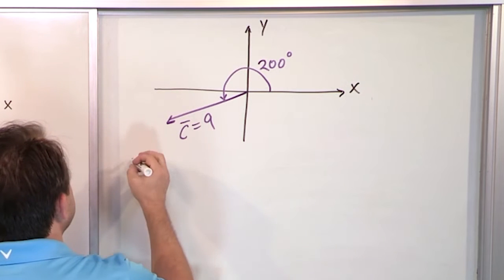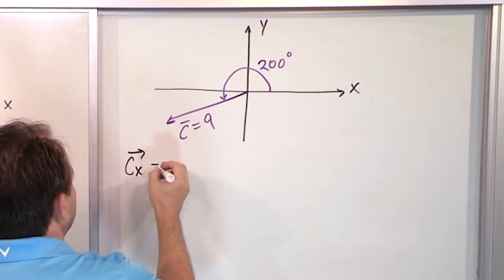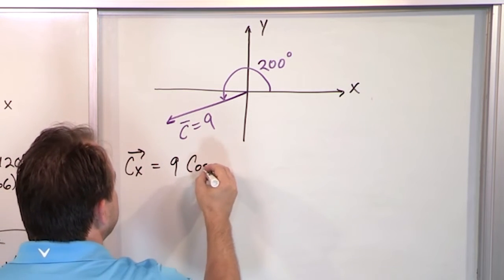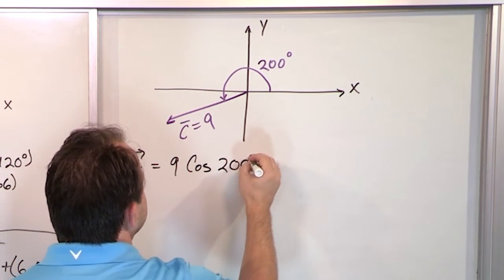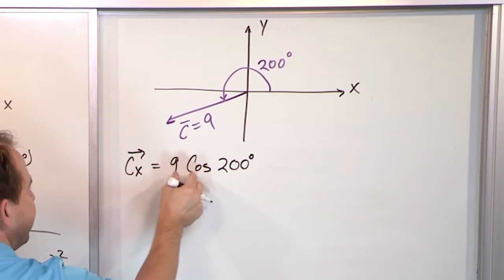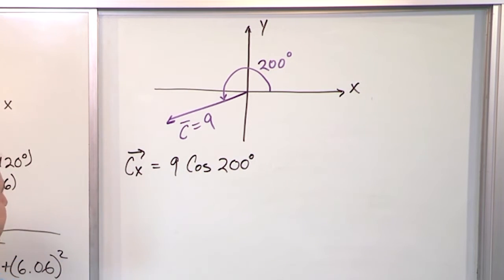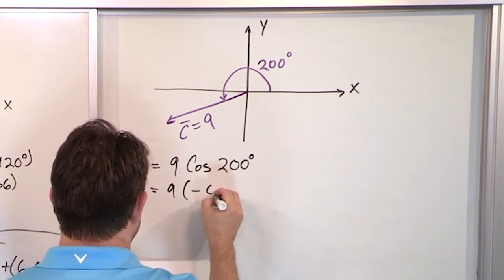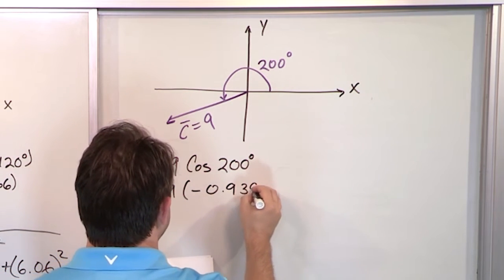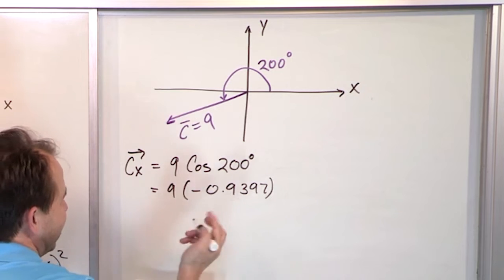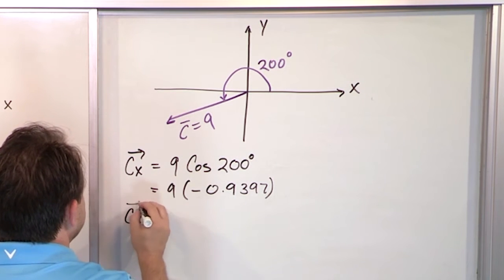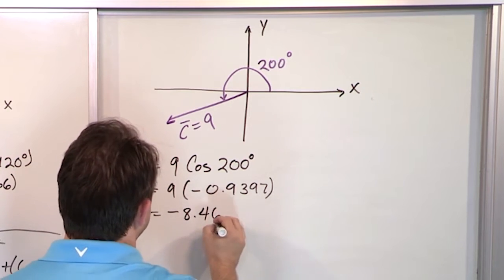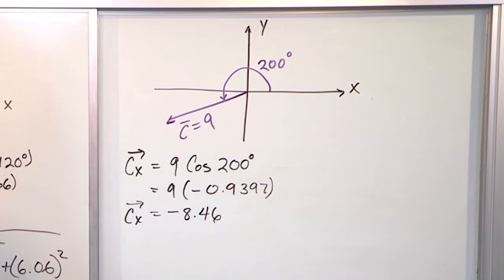To find the component along the x direction, what do you think it is? It's going to be the length of that hypotenuse times the cosine of what? 200 degrees. All right? It's the hypotenuse. Cosine chops it into the x direction, right? That's what I keep telling you. So 9 times, what is cosine of 200? You'll get negative 0.9397. I truncated the decimal, obviously. So the x direction component, when you multiply this by 9, you get negative 8.46 meters or whatever you're talking about.